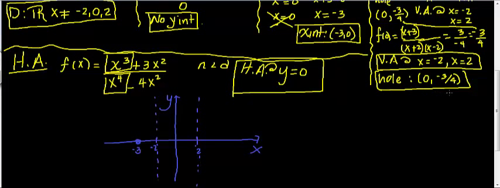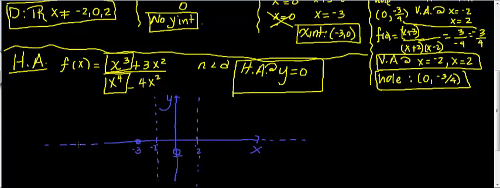I have a hole at 0, -3/4. Let's say this is 1. 3/4 is about here. So I'll have a hole here, an open circle. And I have a horizontal asymptote at y equals 0, which is my x-axis. That's my horizontal asymptote. We need to learn one more thing before we start sketching, okay? And we'll do that later on.